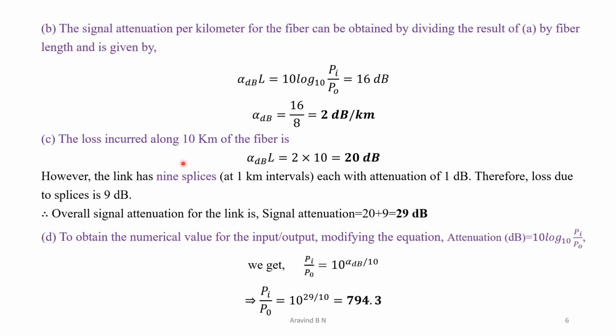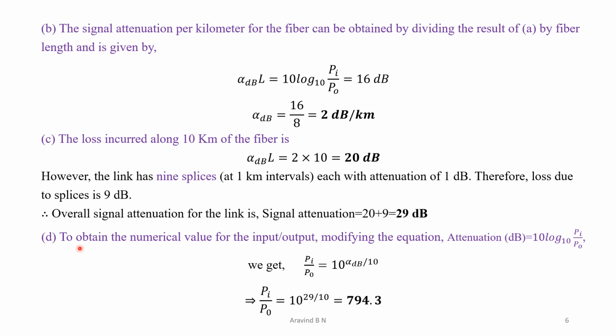And in the sub question C, there is one more concept. At each 1 kilometer interval, a splice has been placed and each splice will have the attenuation of 1 dB. For the total 10 kilometer distance, we can place 9 splices. Each splice will have 1 dB, so 9 splices will contribute an attenuation of 9 dB. Now the overall attenuation is going to be 20 dB as the basic loss, plus 9 dB additional due to splices. Therefore, the total loss is going to be 29 dB.